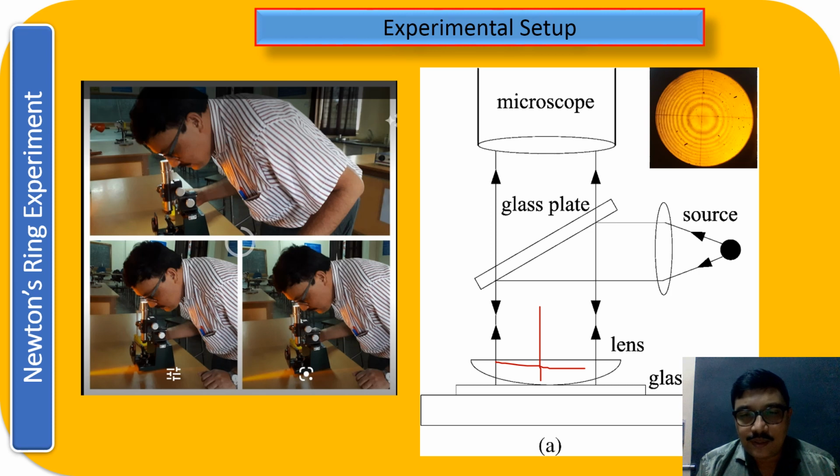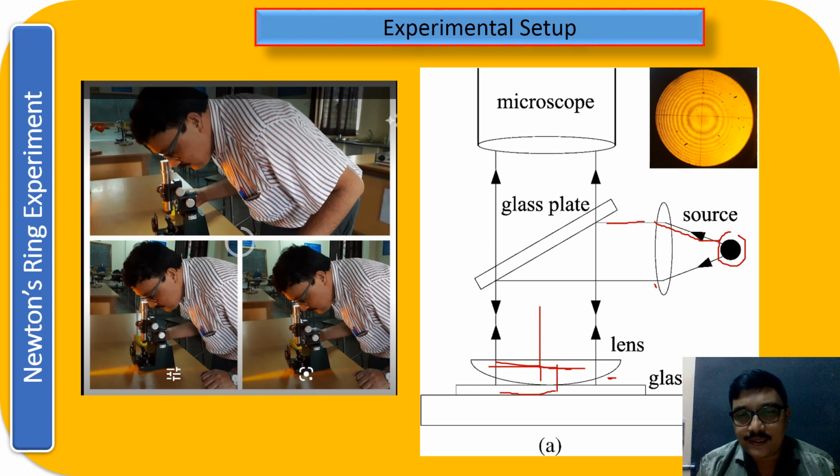Now to understand this working, let me explain the parts of this setup. What you can see here is a plano-convex lens. Below this you have a glass plate, correct? Between the plano-convex lens and the glass plate there is air, right? Now here you can see a monochromatic source. When light from the monochromatic source falls on the lens, what will happen? You get parallel rays, correct?